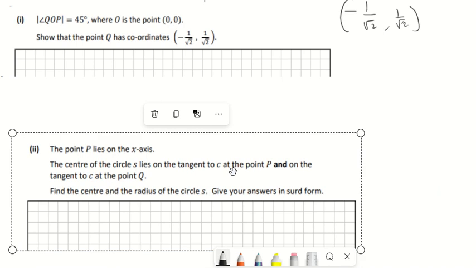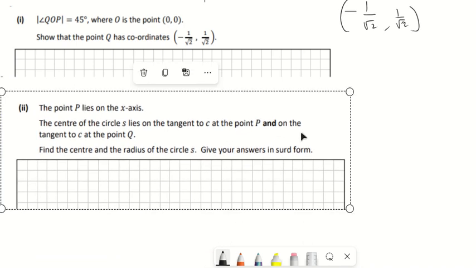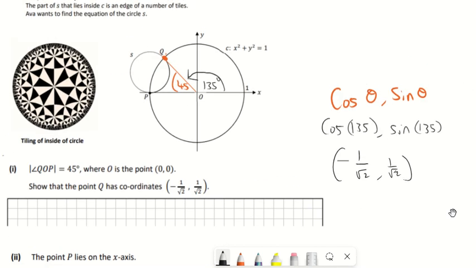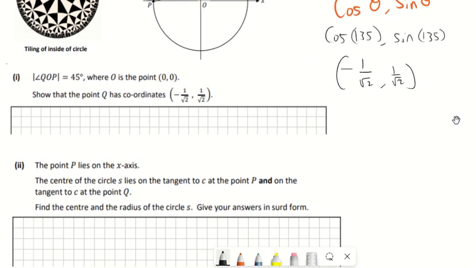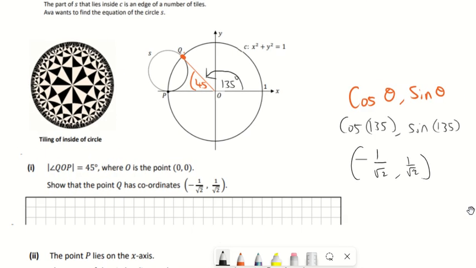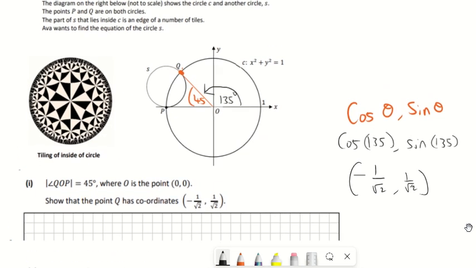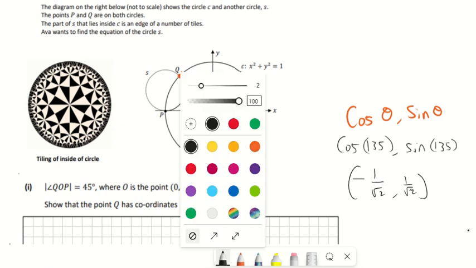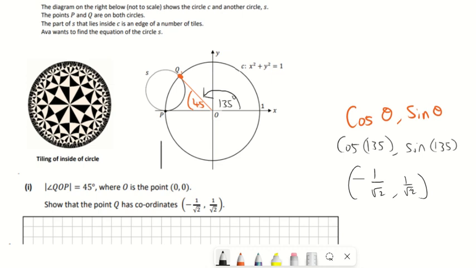So the second part then, the point P lies on the x-axis. So it's just basically telling you this information. So what you have to do is find the center and the radius of the circle S and give your answers in surd form. So what that bit in the writing is telling you is that there's two tangents there. Remember a tangent just hits the circle at one place.